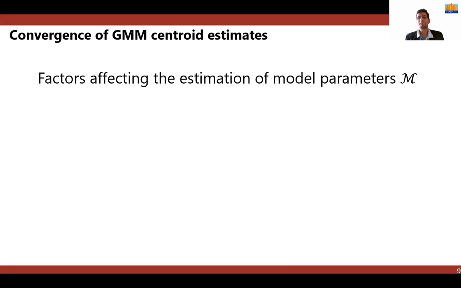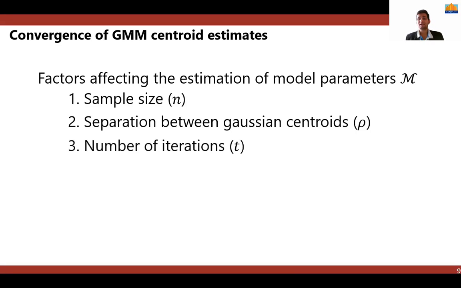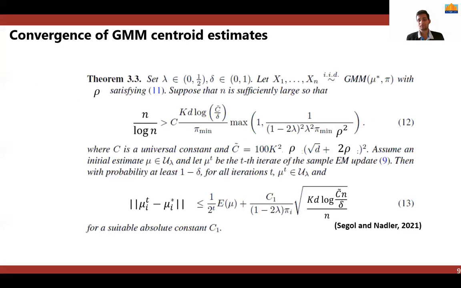Factors affecting the performance of our method include the sample size n, the separation distance between the Gaussian centroids ρ, and the number of iterations the EM algorithm is run for. These factors have an overall effect in the estimation of the model parameters. For example, with reducing separation ρ between the Gaussian centroids, the sample size requirement and the number of iterations required increases to be able to converge to the true estimate. The effect of these factors is captured by the following theorem from a recent work this year.